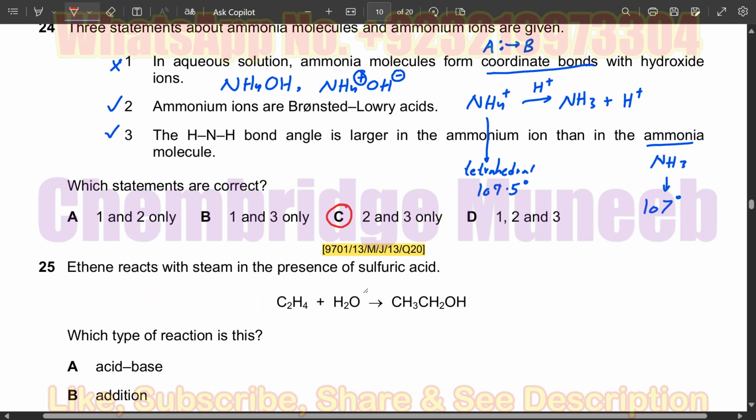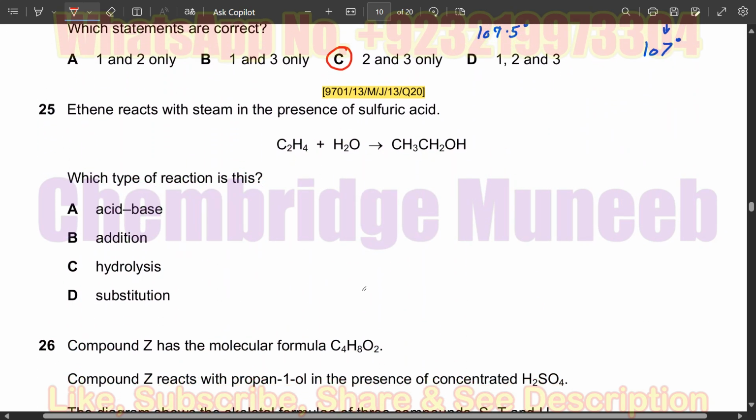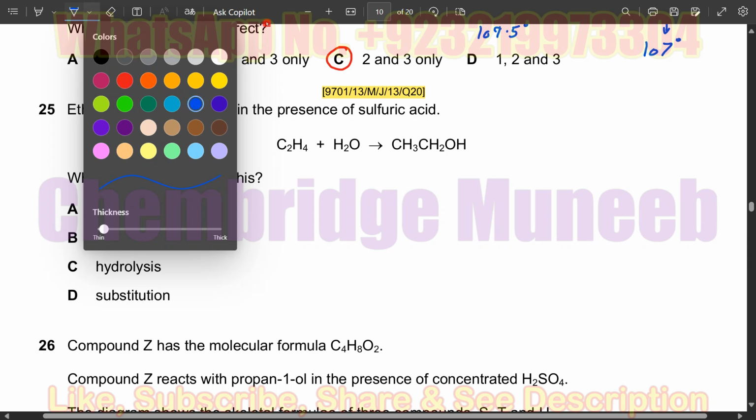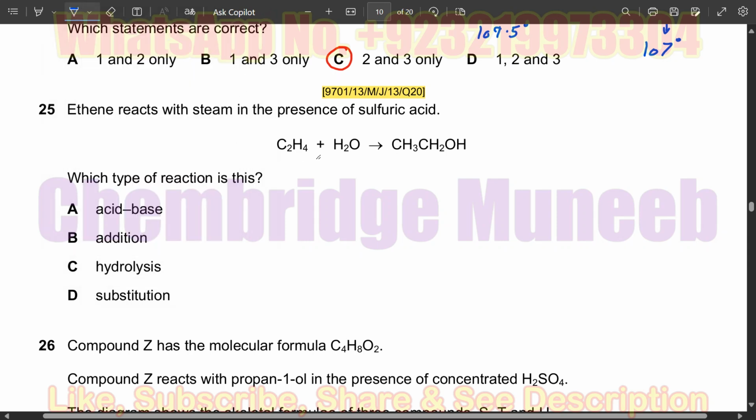Then question number 25. From here onwards, the organic chemistry starts. The reaction says the steam is reacting with the ethene in the presence of sulfuric acid, and we can see the formation is of the ethanol. Which type of reaction is this? Okay, so if we say it is acid base, then we do not see any acid or any base. So this is incorrect.